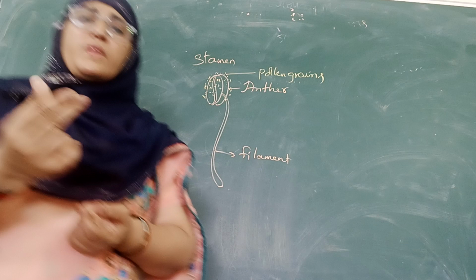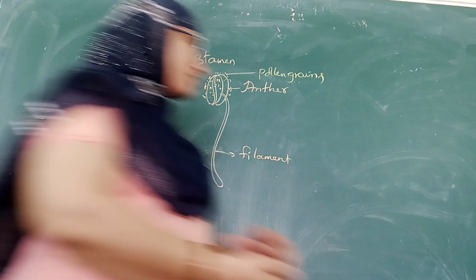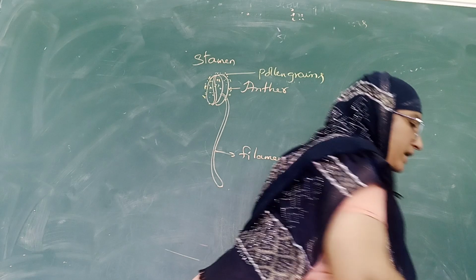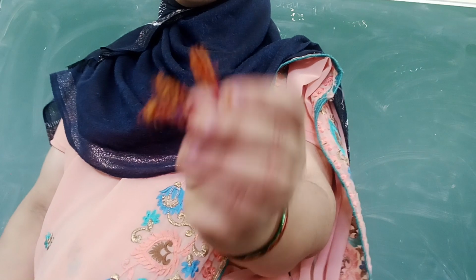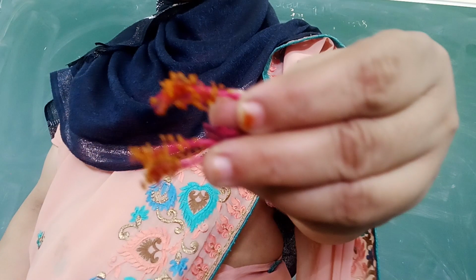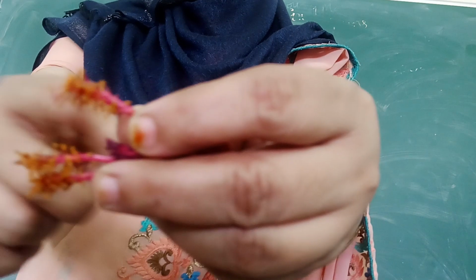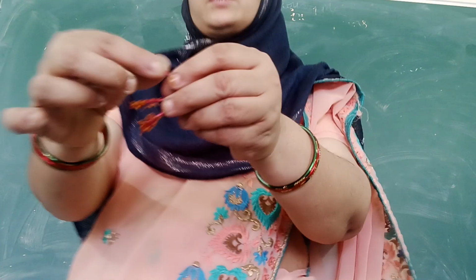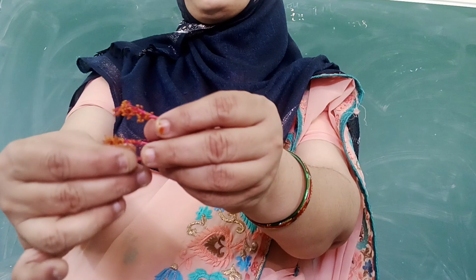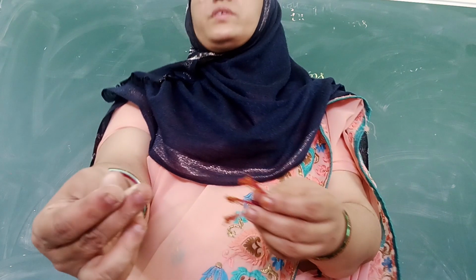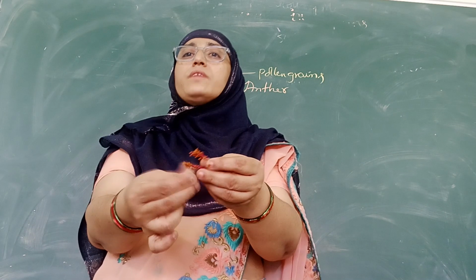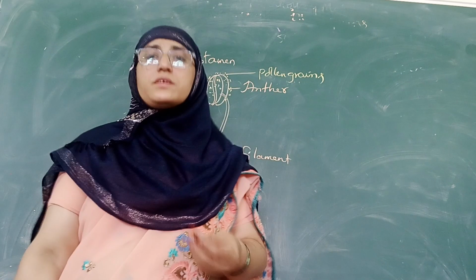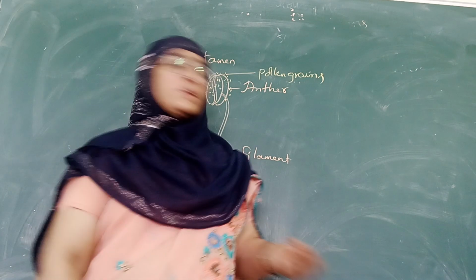See here, I have collected the androecium of the flower. This is the androecium of the hibiscus flower, these yellow colored stalks with the yellow colored anthers. When we touch the flower with our fingers, we can feel a powdery substance. That powdery substance is nothing but the pollen grains.